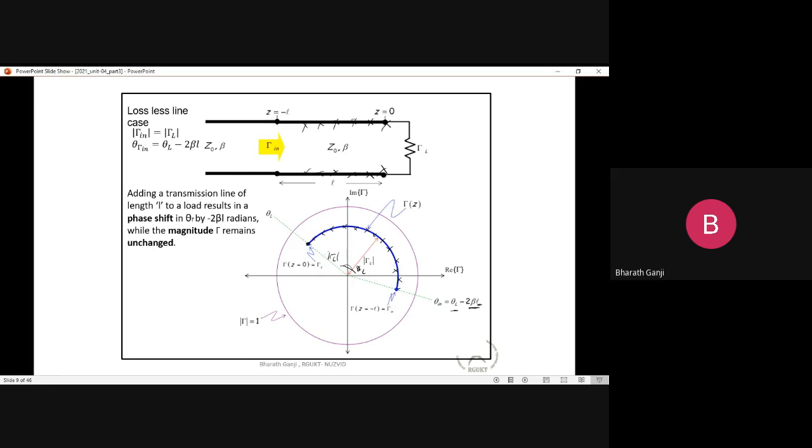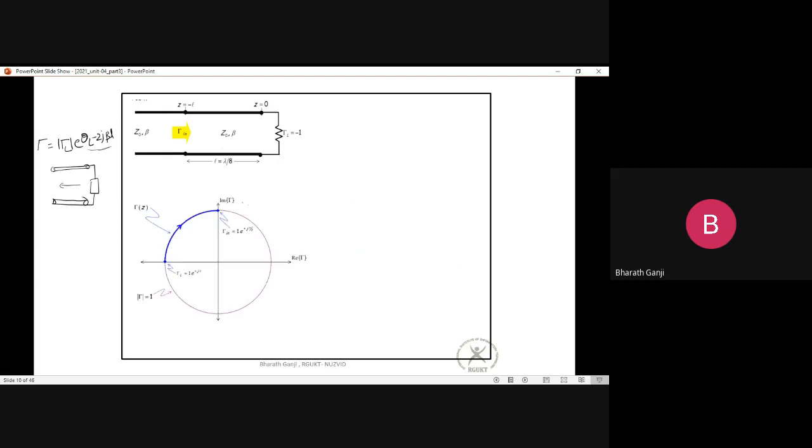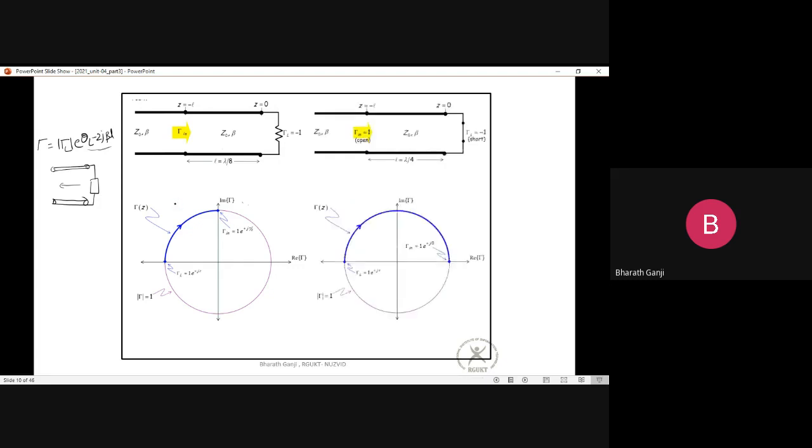So you can also go back in reverse. So that is what we have seen. I have said that, for example, if you are traveling a length of lambda by 8, you almost turn at an angle of 90 degrees. If you do a lambda by 4, that means you are basically moving an angle of 180 degrees.